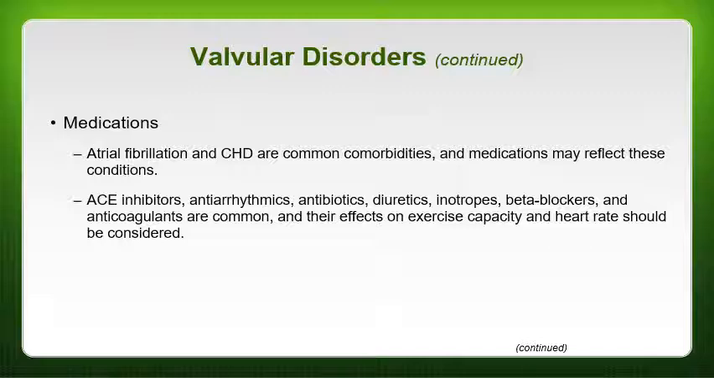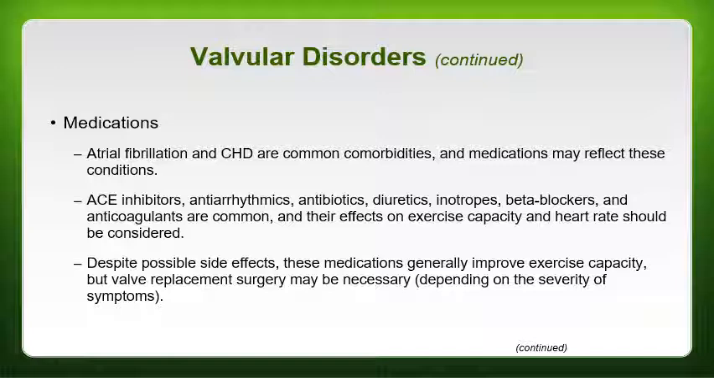Some of these we've already talked about, but make sure to take a look at all of those different types: ACE inhibitors, antiarrhythmics, antibiotics if there would be any concern about an infection, diuretics, inotropes, beta blockers, anticoagulants are all common things that you would see. And you have to look at what it would mean. Obviously, things like beta blockers, for instance, would affect heart rate. So those would be things you would want to consider when you're looking at individuals who would be taking those.